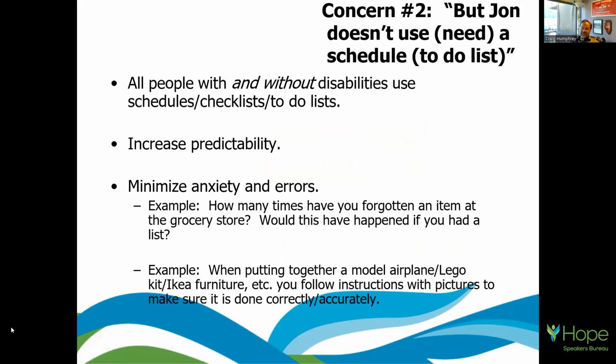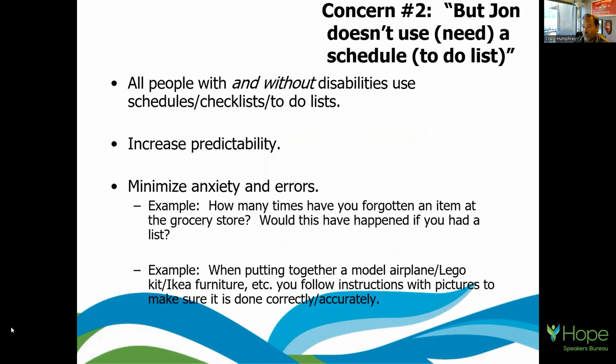Concern number 2, John doesn't need a schedule or to-do list. We all use schedules and to-do lists and checklists, with and without, people with disabilities and people without disabilities. It increases predictability, minimizes anxiety, minimizes errors.